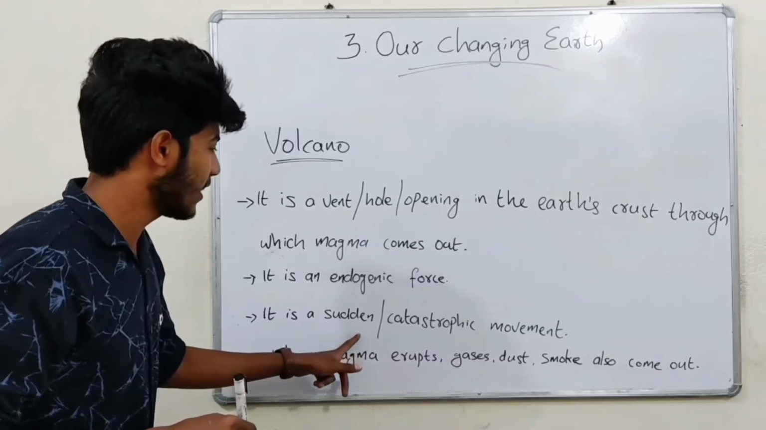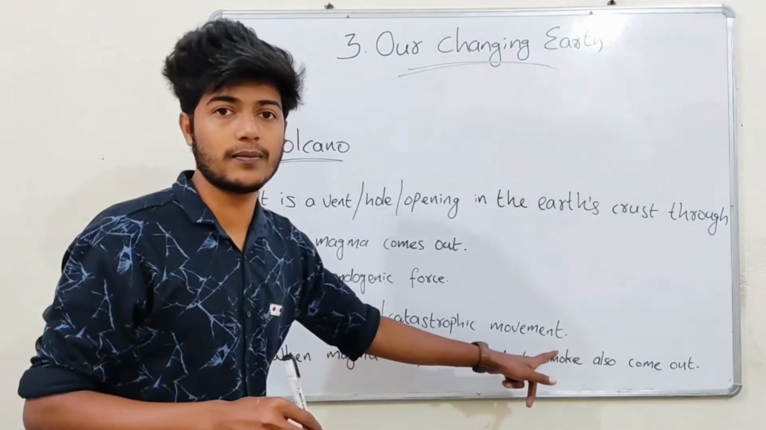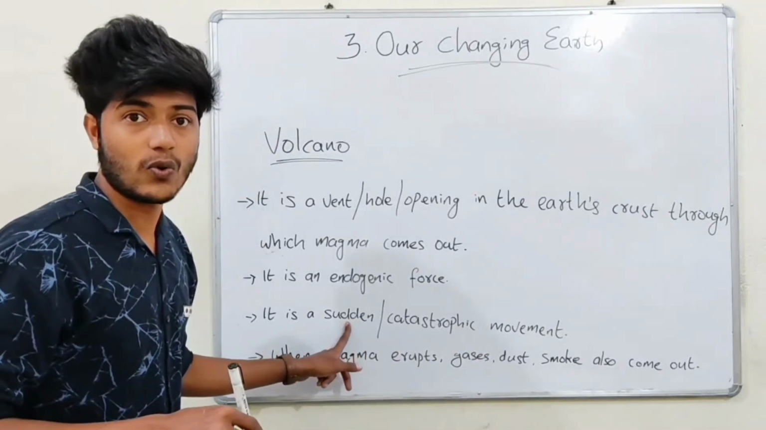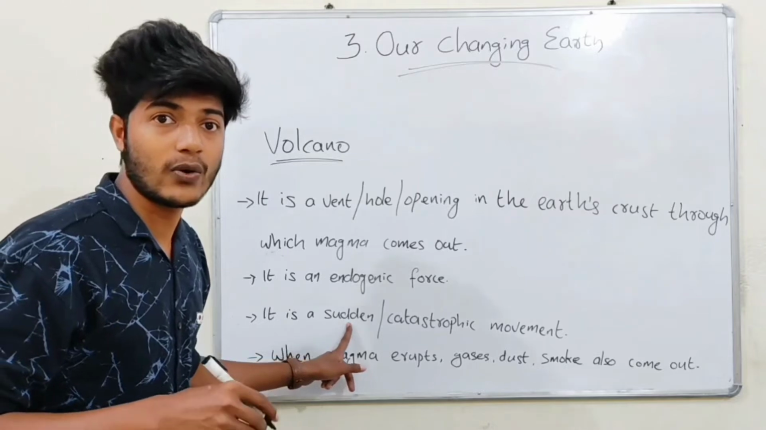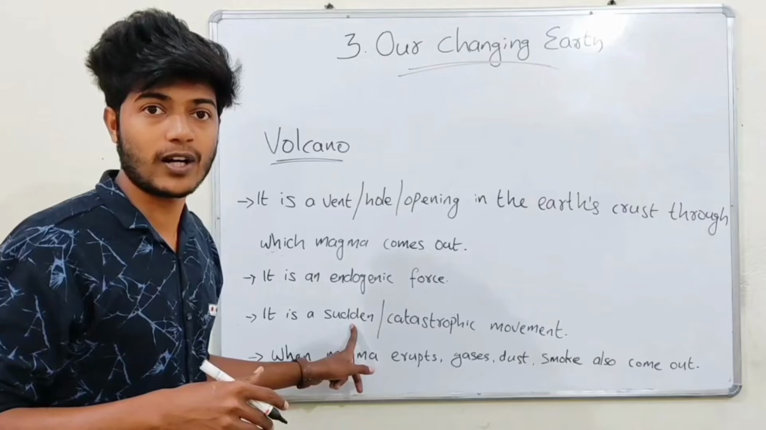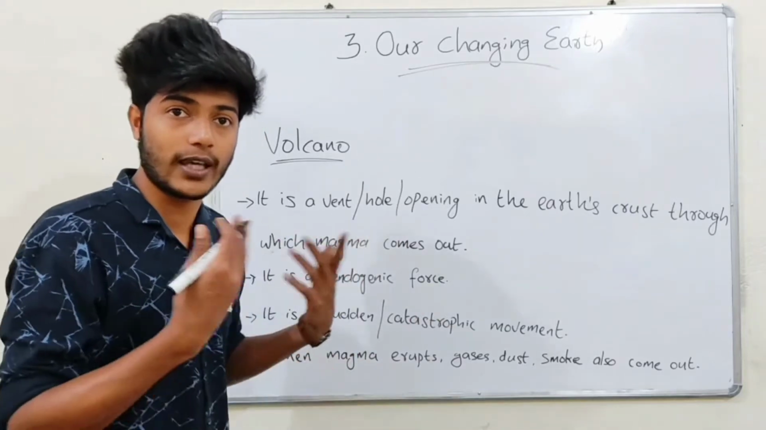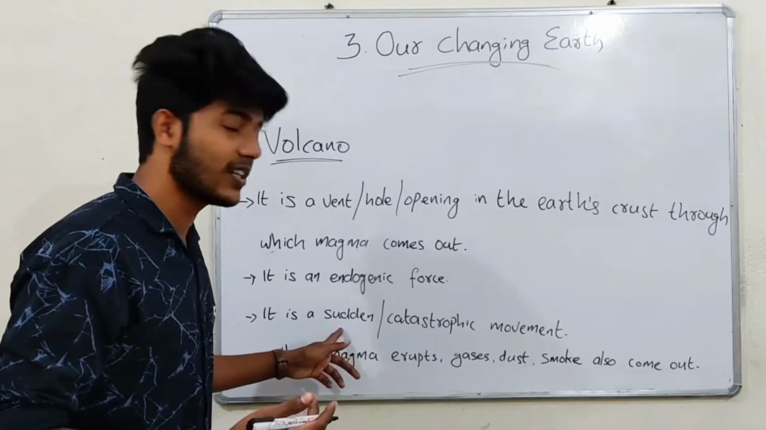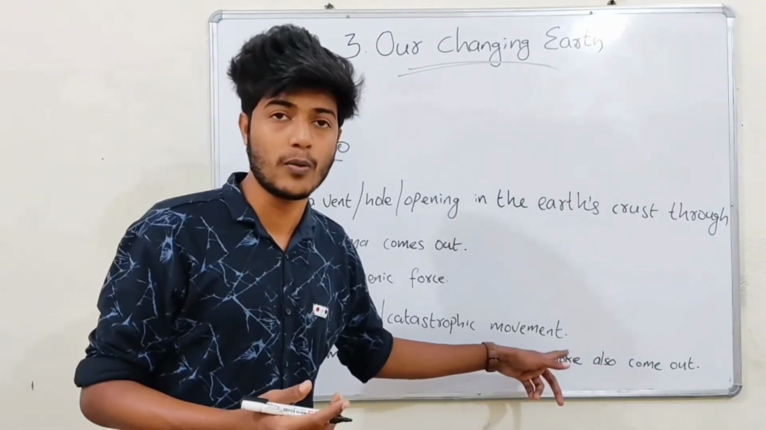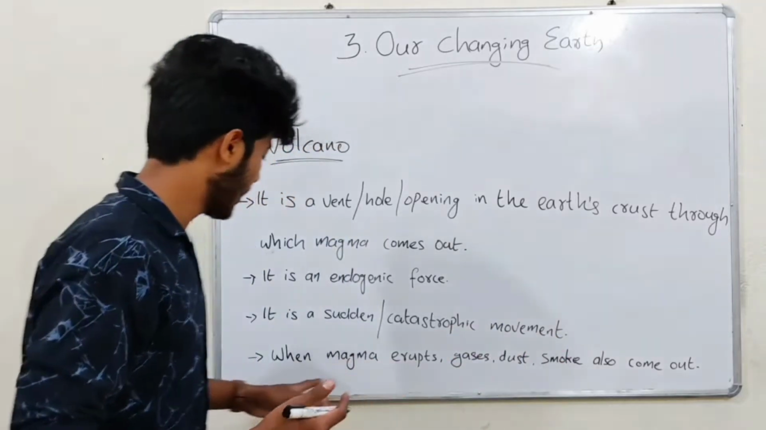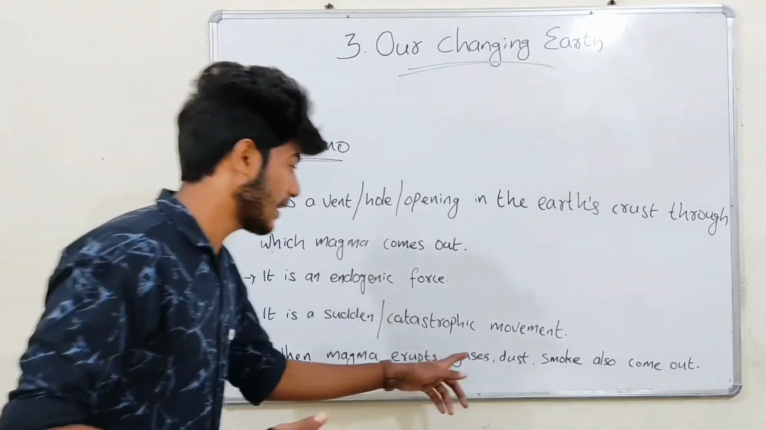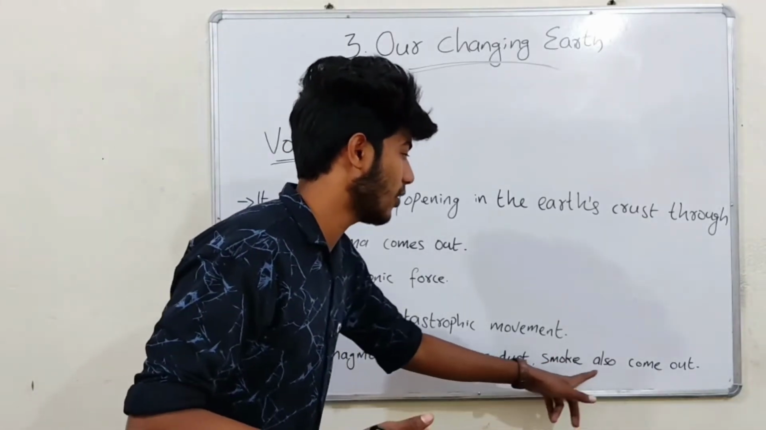Then, it is a sudden or catastrophic moment. What does it mean? Sudden means fast. Volcanoes spit out. Volcanoes erupt magma. What does it mean? Magma is coming out from the volcanoes. And it is a sudden or fast or catastrophic procedure or catastrophic moment. It is not slow. Then the next one, when magma erupts, when magma comes out, gases, dust, smoke also come out.